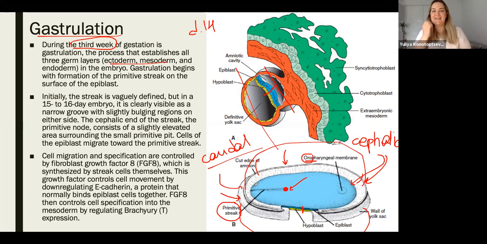So I repeat the sentence in the correct form. Primitive node is located at the cephalic end of the primitive streak, which in turn is located at the caudal end of an embryo. Okay, that sentence is true.